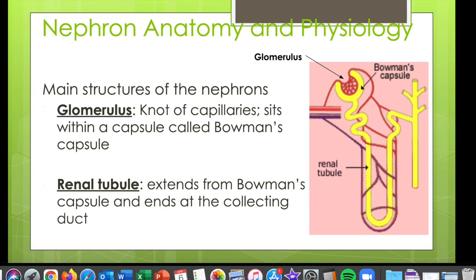So if we look again at a more detailed view of the nephron, there's some main structures that we need to talk about. First, we have the glomerulus, and that would be right in here. It's kind of a little cluster or knot of capillaries, and that sits inside of a capsule that we call Bowman's capsule. So that surrounds those capillaries there. There's the renal tubule that extends down from Bowman's capsule, and it ends at the collecting duct, which is this part of the nephron here.